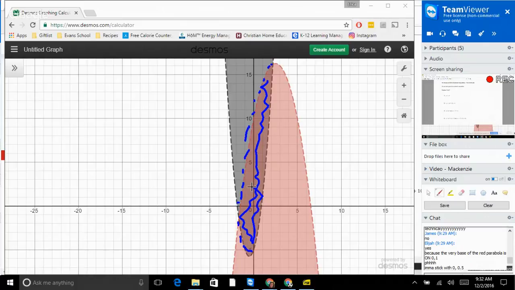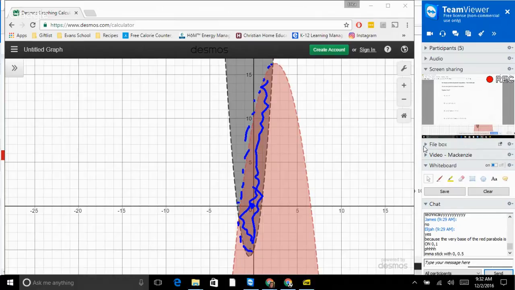So again, what about 0, 0? Is this true for both equations? Yeah, 0, 0 works for both of them, right? It's right in the middle of that. So that's easy peasy.